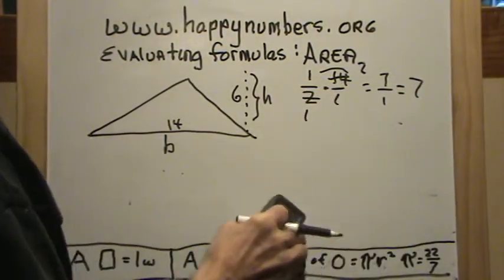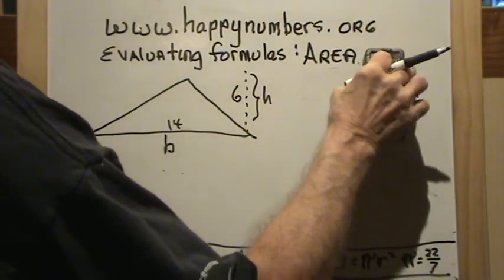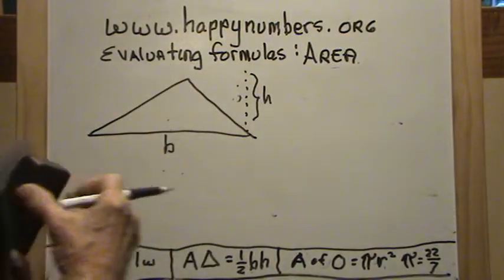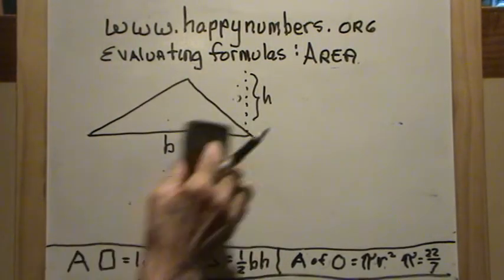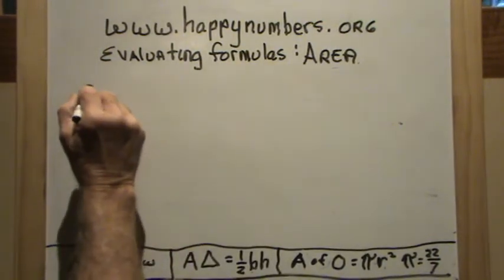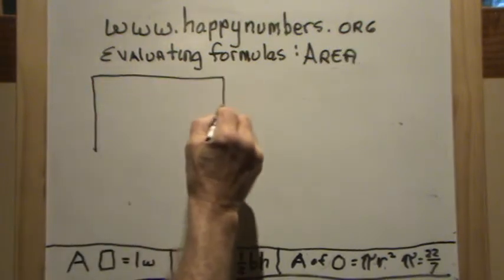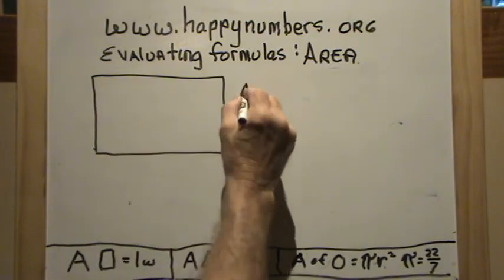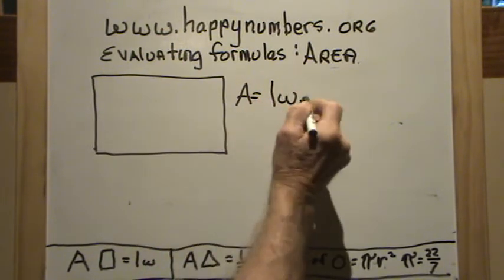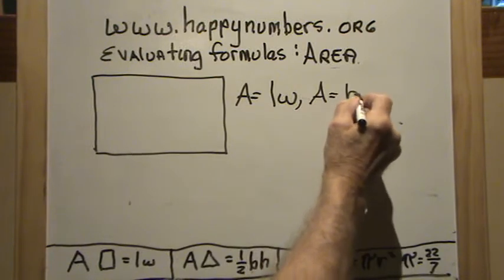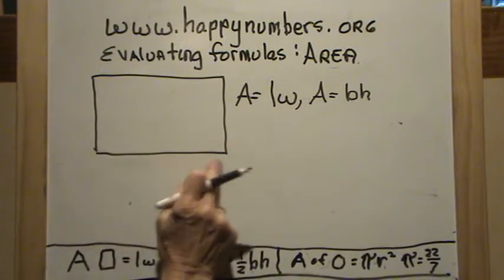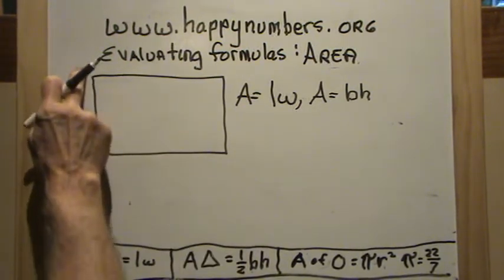And let me just show you something here, because formulas sometimes seem to be a little wacky. Let me even erase this. Here is a rectangle. And the area is equal to the length times the width. We could just as well say the area is equal to the base times the height, because this could be the length, or it could be the base of the rectangle, and this could be the width, or it could be the height.